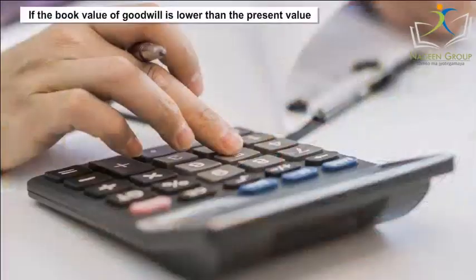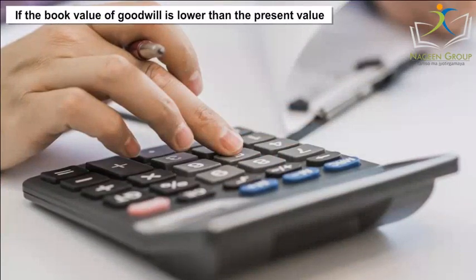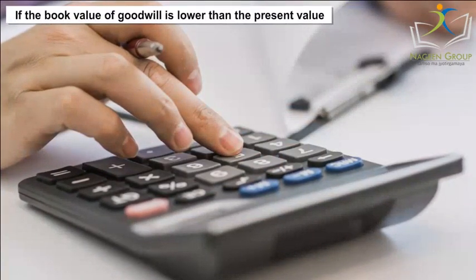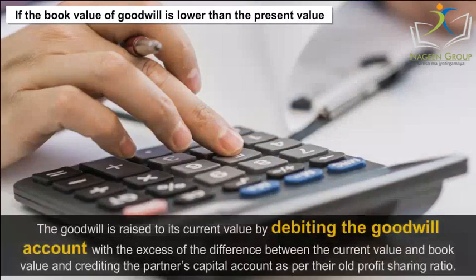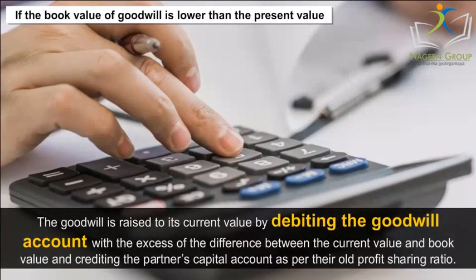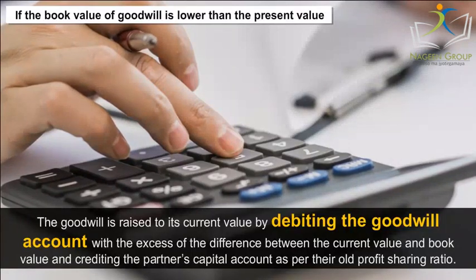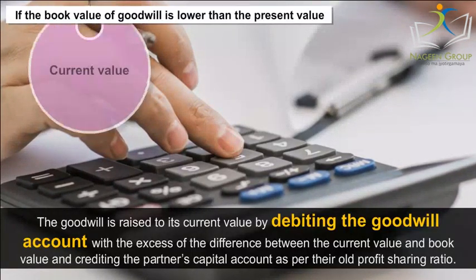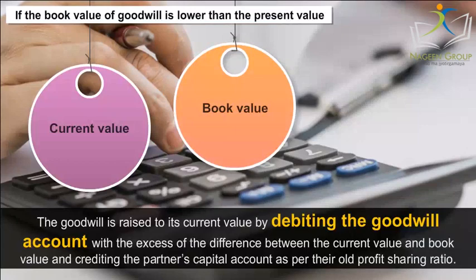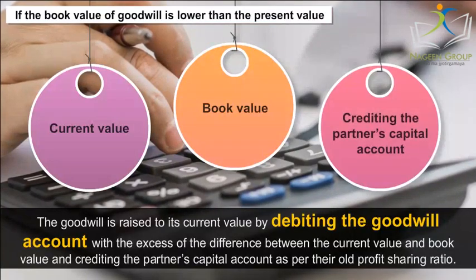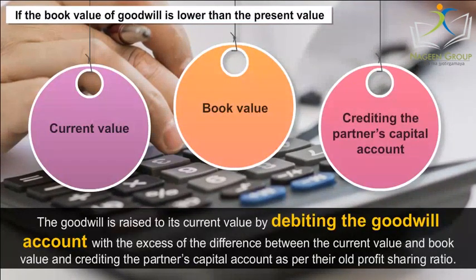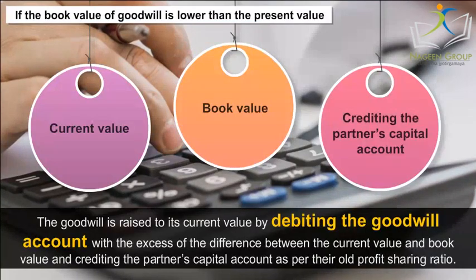1. If the book value of goodwill is lower than the present value. In this situation, the goodwill is raised to its current value by debiting the goodwill account with the difference between the current value and book value and crediting the partners' capital accounts as per their old profit sharing ratio.